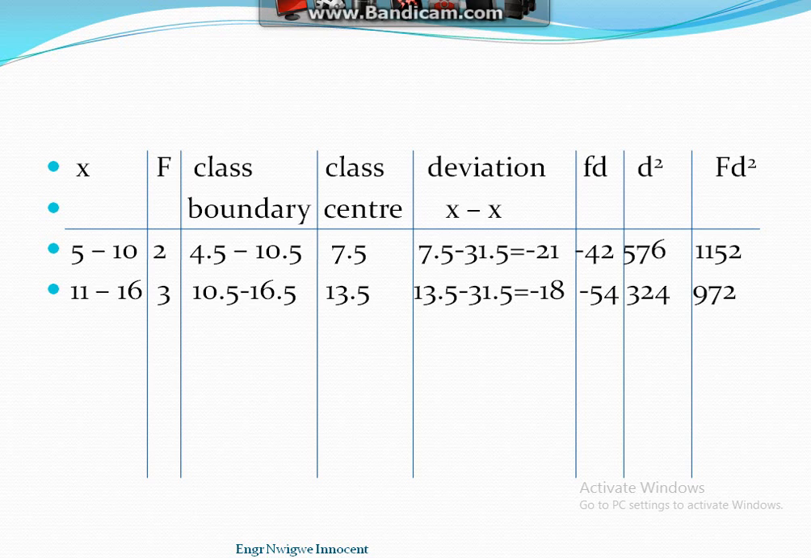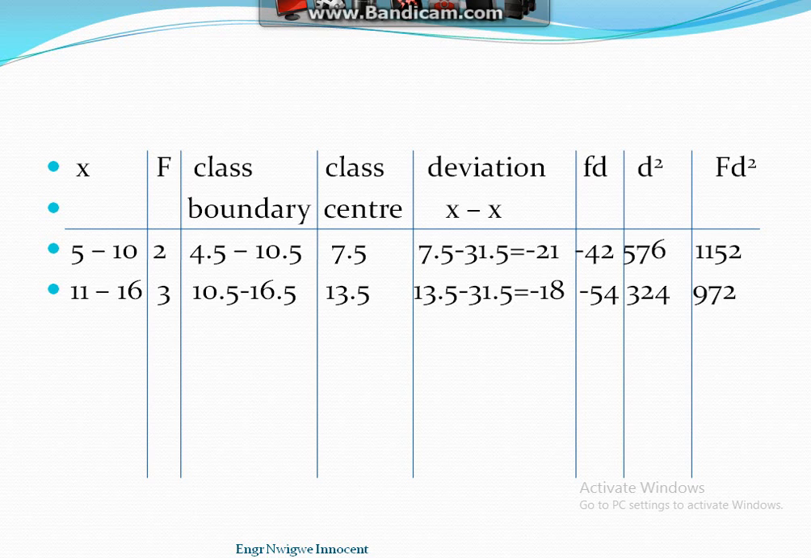Therefore, the frequency times the deviation will now be 3 times minus 18, which will give us minus 54. The deviation squared will now be minus 18 squared, which will give us 324. Then we have the frequency times the deviation squared, which is 3 times 324, which will give us 972.